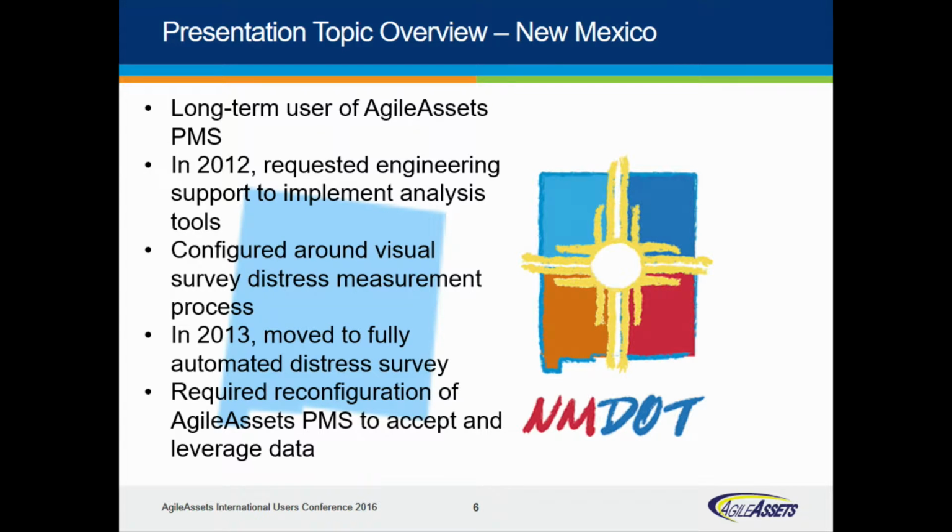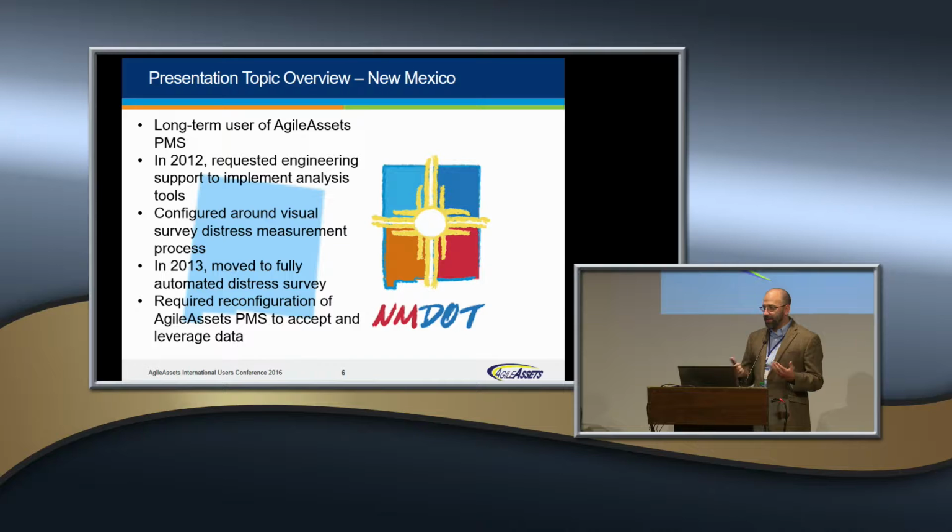The state of New Mexico. They've been a long-time AgileAssets client. I'm not even sure on the initial date, but I think I asked Eric Peroni. He was thinking sometime in the 90s, so it's been a long time. In 2012, they were looking to develop out some of these engineering framework components of the software so they could start making detailed decisions.